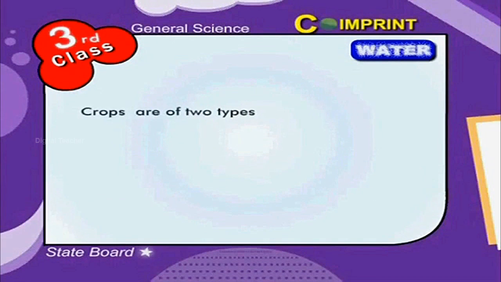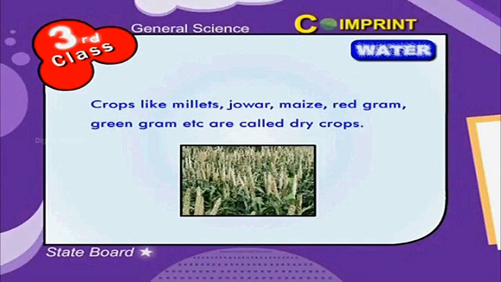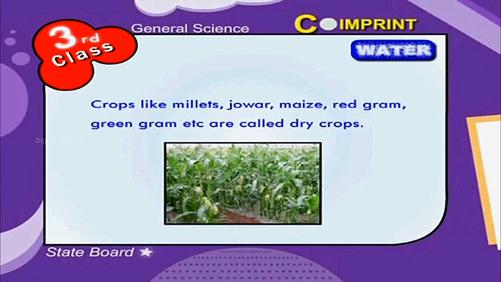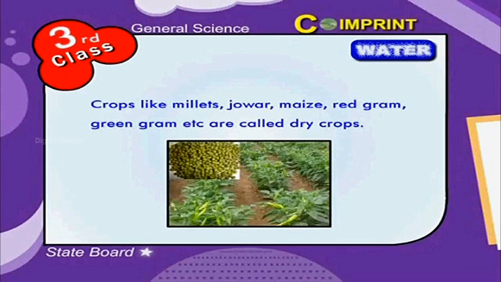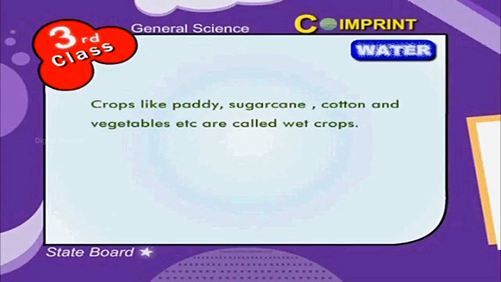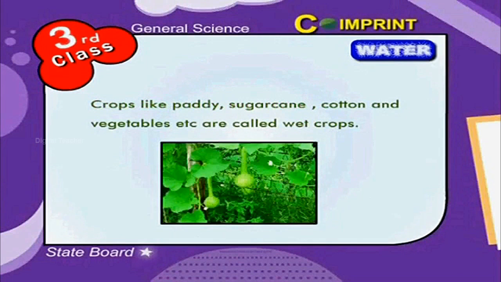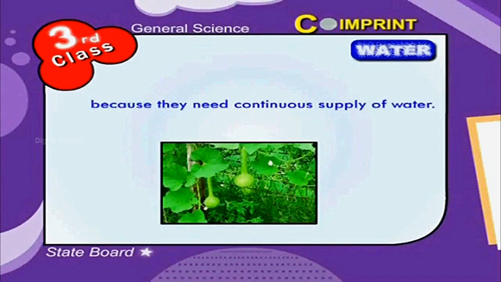Crops are of 2 types, dry crops and wet crops. Crops like millets, jowar, maize, red gram, green gram, etc. are called dry crops, which need less water to grow. Crops like paddy, sugarcane, cotton and vegetables etc. are called wet crops because they need a continuous supply of water.